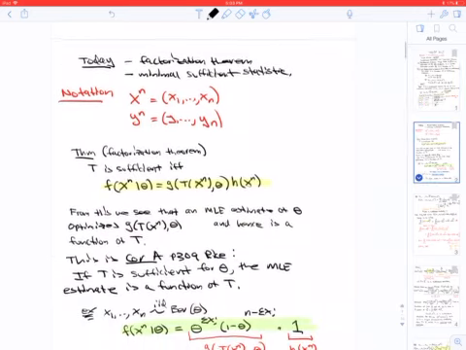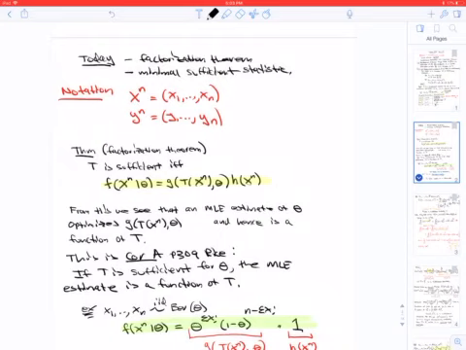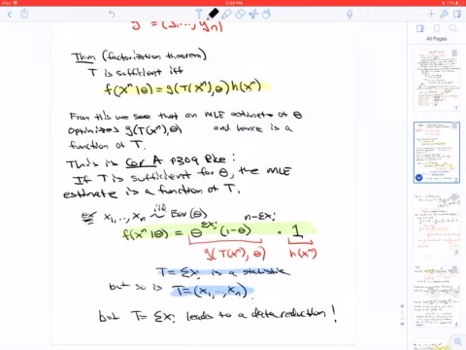So today we're going to do the factorization theorem and the minimal sufficient statistic. Introduce some notation. X to the n means x1 to xn, y to the n means y1 to yn. The factorization theorem says that T is sufficient if and only if your likelihood factors as a function g of your sufficient statistic and theta, times a function h, which is a function of x1 to xn.